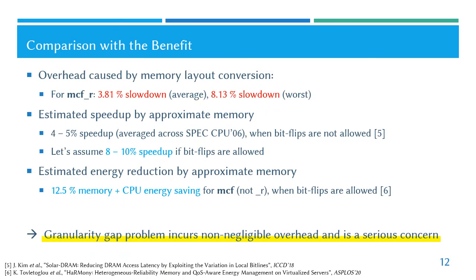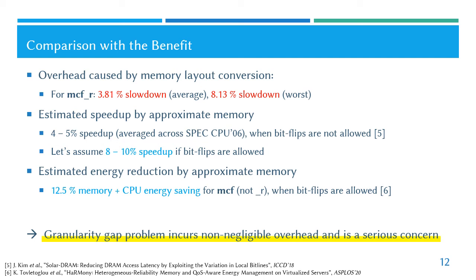Here we compare the experimental result with the benefit of approximate memory. Again, the overhead caused by memory layout conversion for MCF-R is 3.81% on average and 8.13% in the worst case. On the other hand, the speedup caused by approximate memory is estimated to be 4 to 5%, averaged across all Spec CPU 2006 benchmarks when bit flips are not allowed.